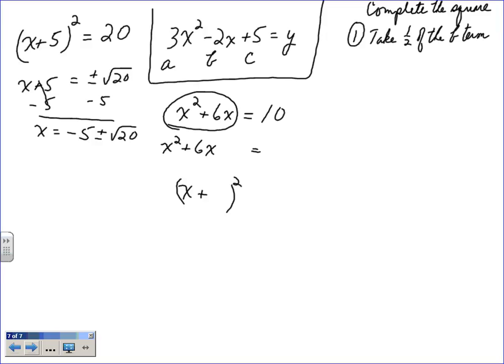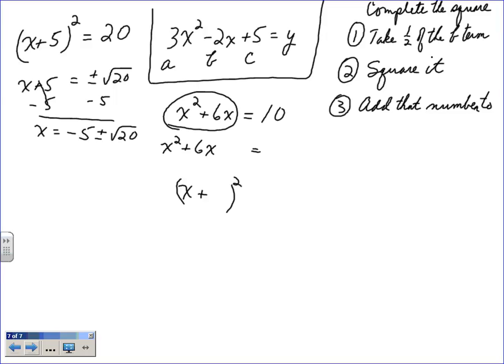The b term is 6, correct? Half of 6 is 3. That's the first thing we do, take half of that. The second thing we do, after we take half of the b term, square it. The third thing we do is we add that number to both sides of the equation.